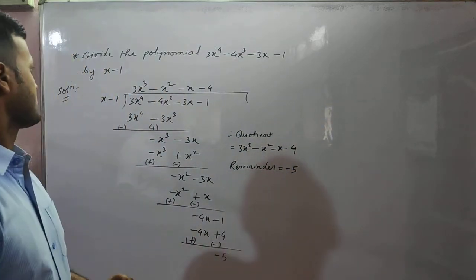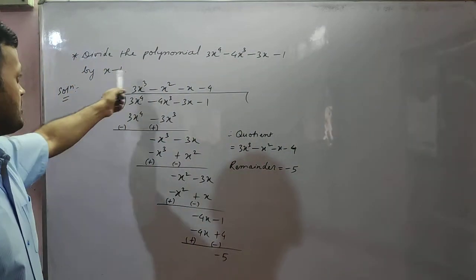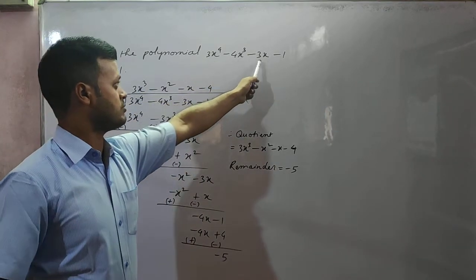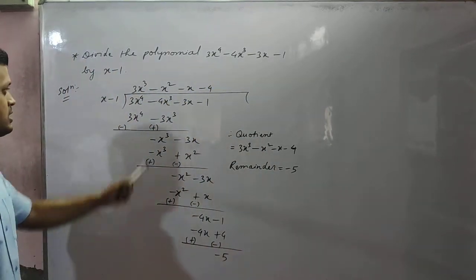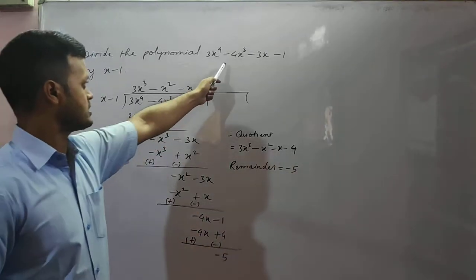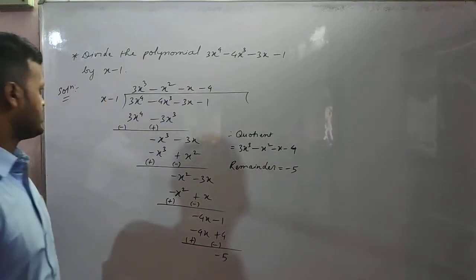So students, when it is given to you that divide the polynomial 3x to the power 4 minus 4x cubed minus 3x minus 1 by x minus 1, then you have to divide this way, isn't it? This one inside and this one outside. So we will just start dividing.